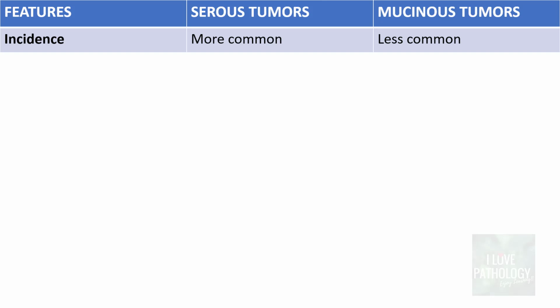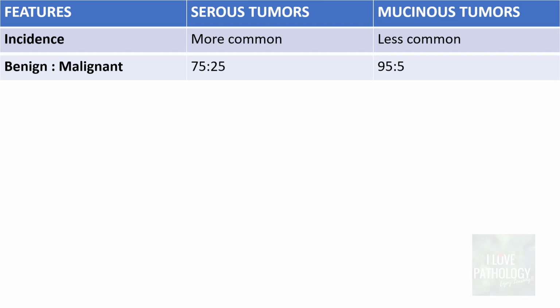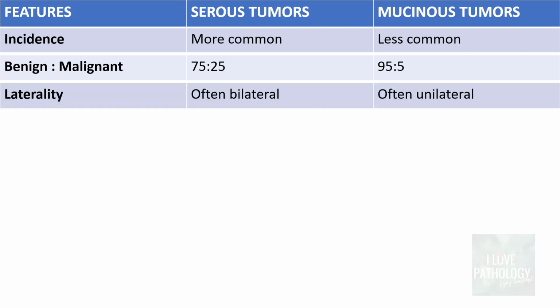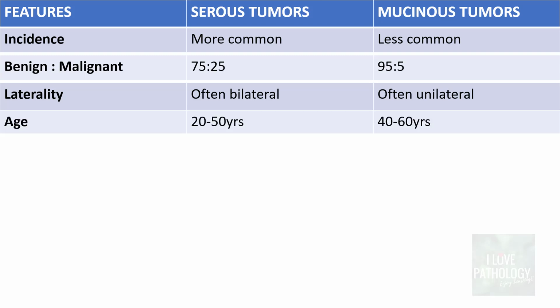Finally, let us see the differences between serous tumors and mucinous tumors. As far as incidence is concerned, serous tumors are more common as compared to mucinous tumors. When we look at the ratio of benign and malignant tumors, 75% of serous tumors are benign, around 25% of serous tumors are malignant. Whereas 95% of mucinous tumors are benign, only around 5% are malignant. As I told you, serous tumors are often bilateral, whereas mucinous tumors are often unilateral.